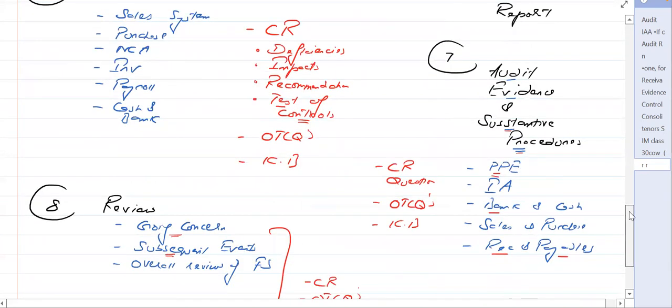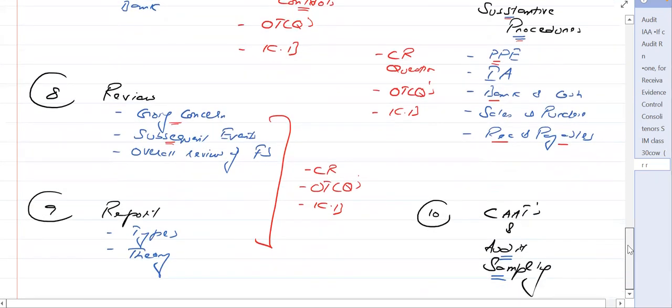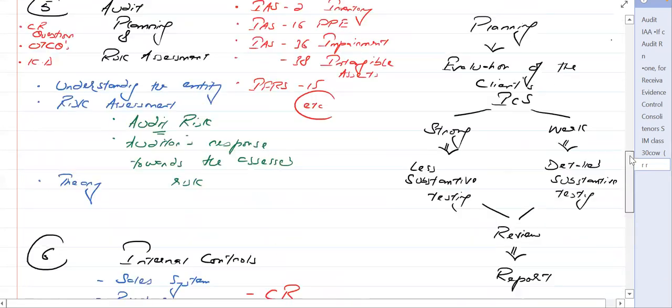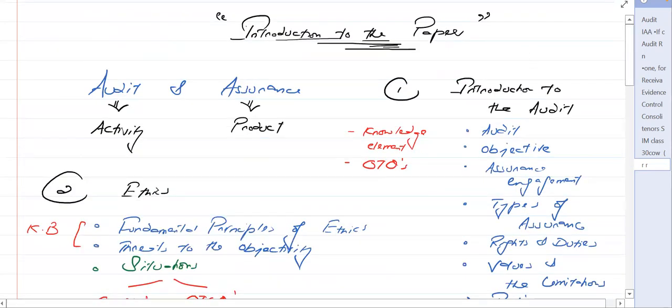Then the audit evidence and substantive procedures, something very important, technical, and a good portion of the exam, which is around 30 to 40% of the exam. So this area will either make you pass or fail the paper. Review is the going concern and the subsequent events. The report is the types of report. And the last chapter is a theory-based chapter, which is computer-assisted audit techniques. And then we have the sampling.